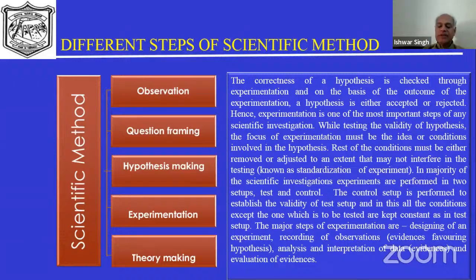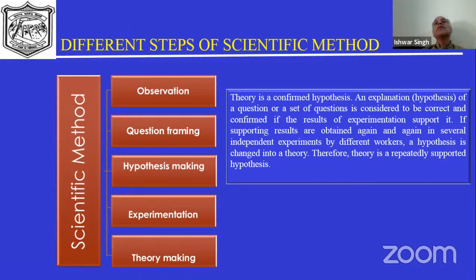And once you have got the right answer, then comes the next stage, and that stage is called theory making or theory. So once you are getting the supportive evidences of your probable answer or the hypothesis again and again, then we say that this is the exact answer of this particular problem. So when you are again and again reaching the same conclusion, then that hypothesis is converted into the theory.